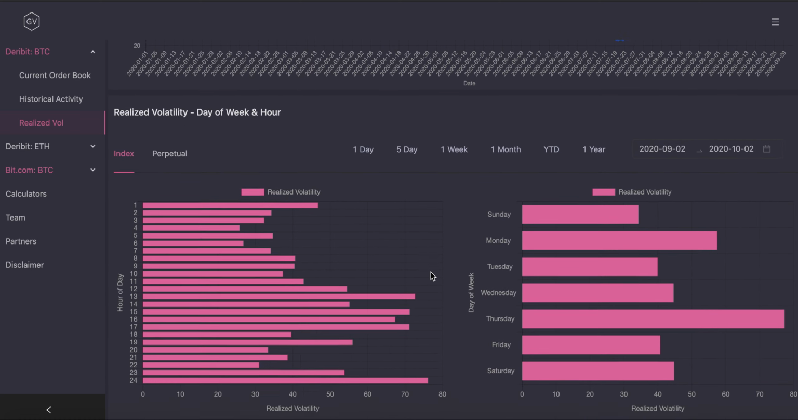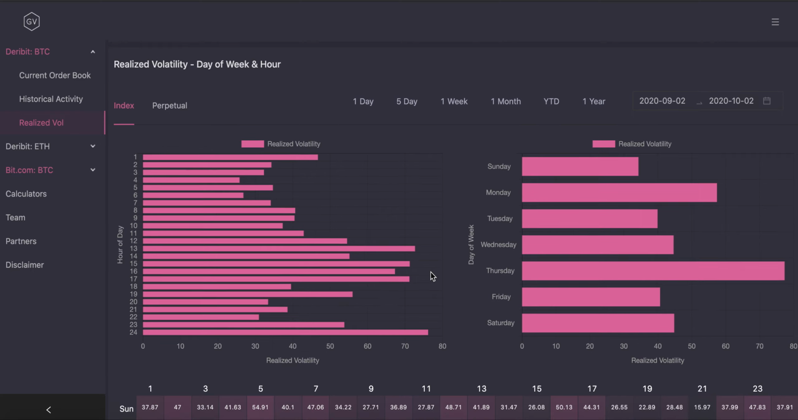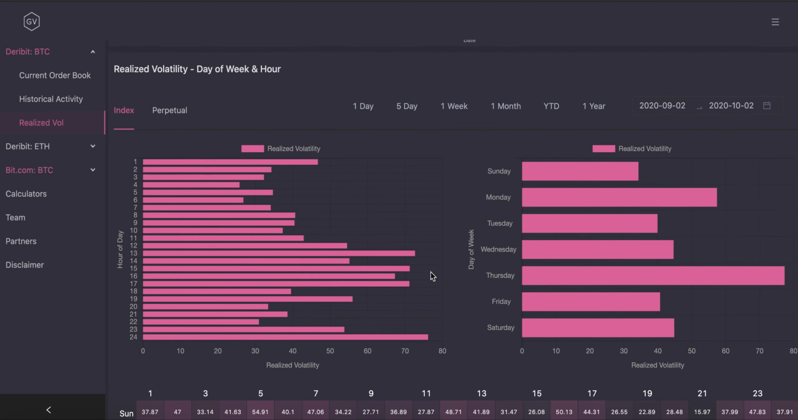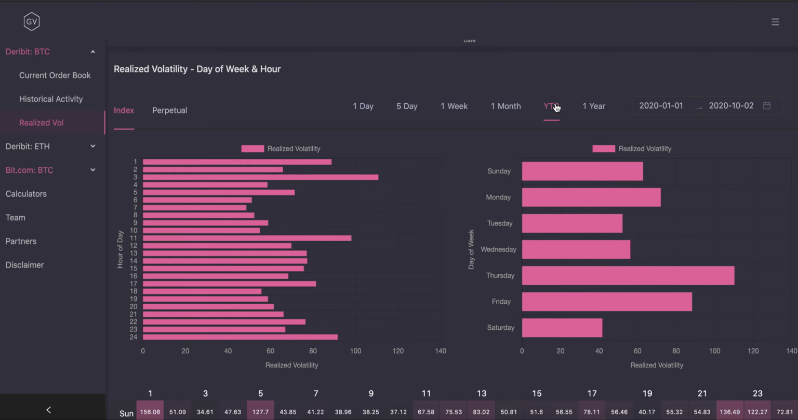Scrolling down here some more, we have a tool to see when volatility actually comes into the market. So I'm going to go here and do year to date.